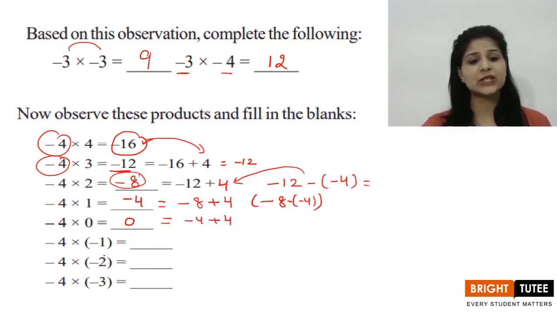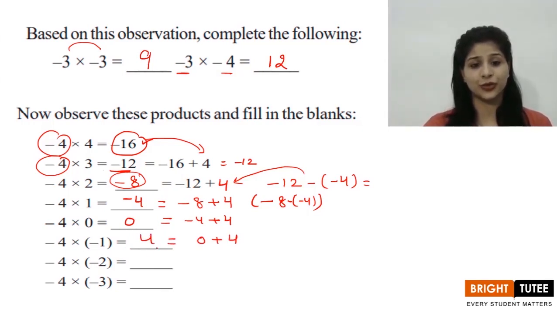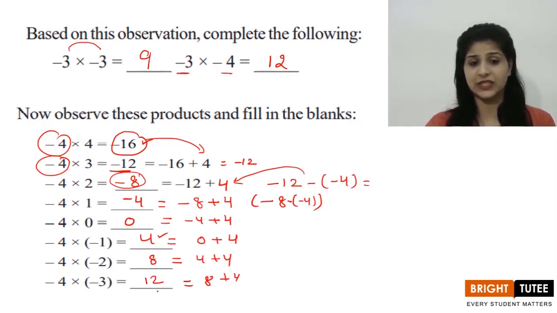Right? Next one is minus 4 and minus 1. So students, the answer is 0, and in 0 what will we do? We will add 4. What will we get? 4. Minus 4 and minus 2. So here the answer is 4. What will we do? We will again add 4 into it. According to the pattern, if we go, the answer would be 8. And in the next one, in 8 we will add 4. So we will get 12 as the answer, which is a positive number.